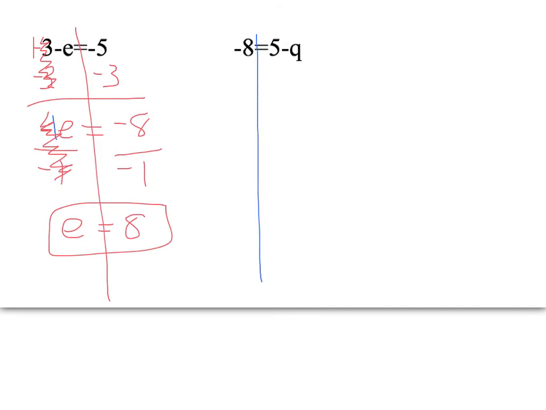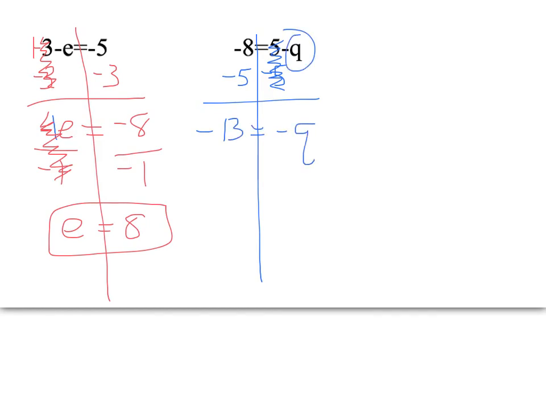Alright, our variable's on the opposite side now. That doesn't make a difference. You're still going to move the 5. It's a positive 5, so you're going to subtract 5. Okay, negative 8 minus 5 is negative 13, and that equals negative q.